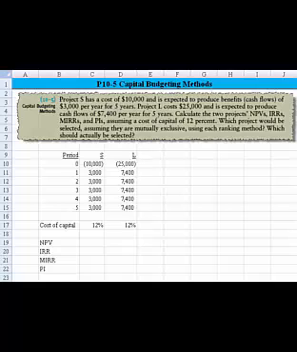Hi everyone. I've got problem 10-5 on the screen. Let's work this one together to illustrate a few capital budgeting methods. This is a pretty good problem to take a look at.